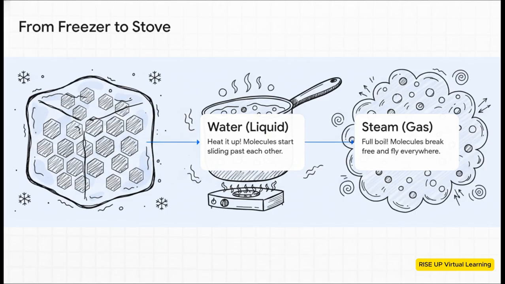Now you throw it in the pot and turn on the heat. You're pumping in energy. That energy lets the molecules break loose and start sliding past each other. Boom, that's liquid water. Crank that heat all the way up to a boil, and you give them so much energy they just completely break free and start flying all over the place. That's steam. That's your gas.